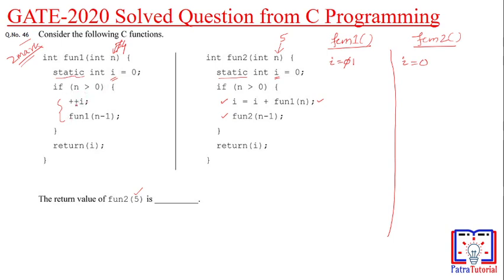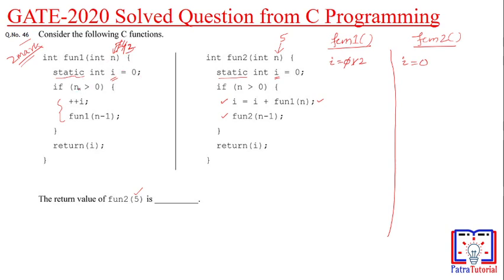then again it gets inside the if block, and again it will be incremented. I value will be incremented to what? 2. I value will be incremented to 2, then again it will call the function by passing n minus 1. Right now n is 4, n minus 1 is what? 3, so 3 will be coming here again. Then again it will get inside function 1.